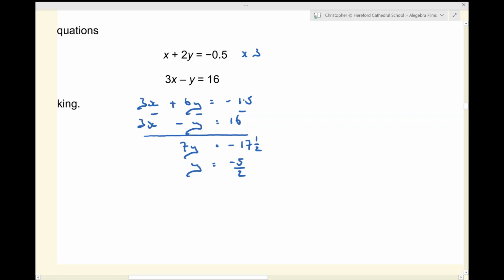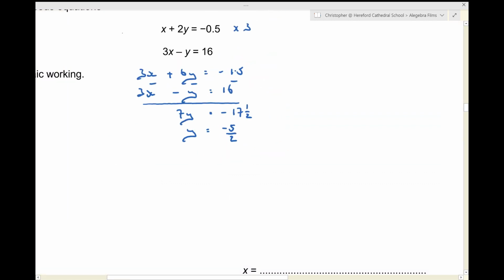Nice to be able to use your calculator. Right, let's substitute that value into the top equation. x plus 2y, so x plus 2 times minus 5 over 2 is minus 0.5. So that gives you x minus 5 equals minus 0.5. Add 5 to both sides, and x equals 4.5.